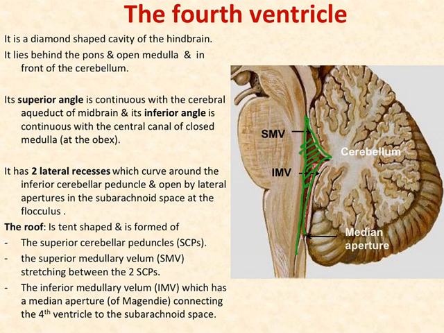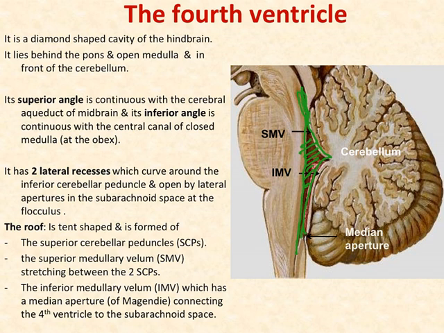Okay. As you see, the fourth ventricle has a superior angle and also has an inferior angle, which is appearing on this picture. Also, it has two lateral angles. These two lateral angles are representing the connection between what are called cerebellar peduncles. So let's see first the superior angle. The superior angle is continuous with the cerebral aqueduct of Sylvius, communicating with the third ventricle above.